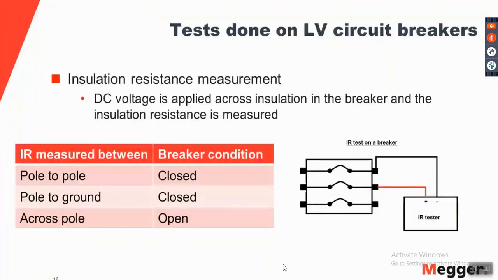Now let's talk about some of the tests done on low voltage circuit breakers. Insulation resistance: the insulation between the conducting path and ground needs to be checked, and that is done by using an insulation resistance test set. You can apply a DC voltage of typically 500 volts or 1000 volts across the poles with the breaker closed, between the pole and ground with the breaker closed, or you can also check the insulation across contacts with the breaker open.